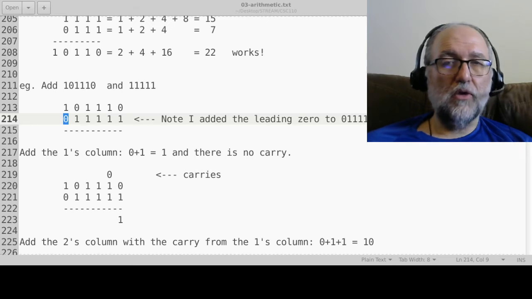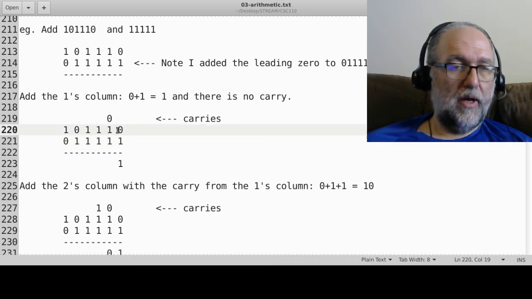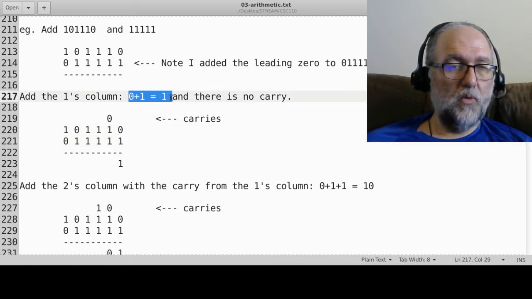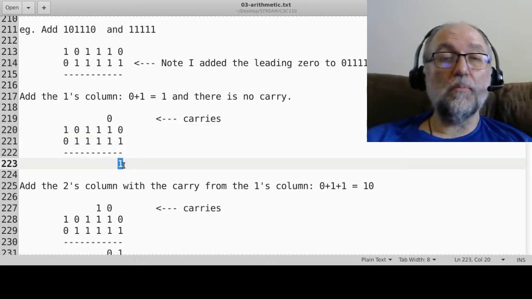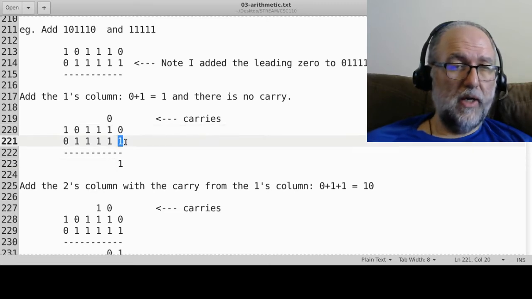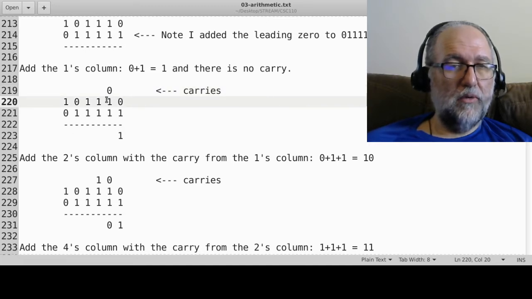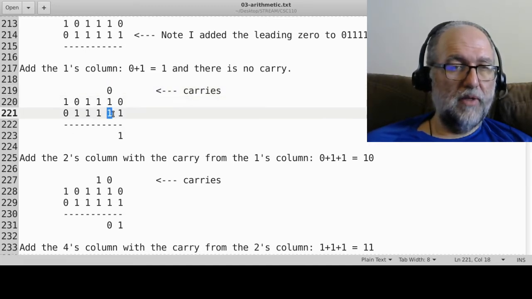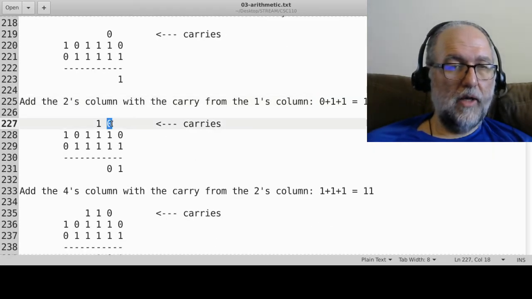Now what? Well, you start with the ones column and you do 0 plus 1. I apologize. 0 plus 1. What's 0 plus 1 equal to? Well, 0 plus 1 is equal to 1. And there's no carry. If you want, you could put the carry in there. You could say, 0 plus 1 is equal to 1 with 0 carries. And then you go, now what do I do in the twos column? Well, in the twos column, you're going to go 0 plus 1 plus 1. What's that equal to? Well, that's equal to 1 0. And so that's the same as 0 carry 1. So over here, you're going to go 0 plus 1 plus 1 is equal to 0 carry 1.